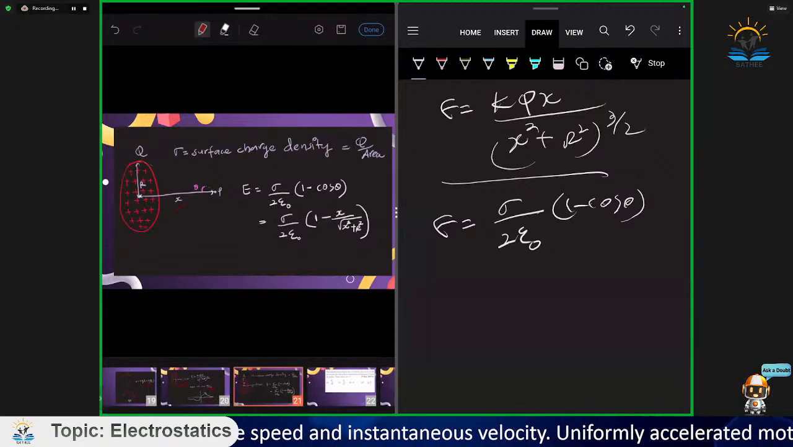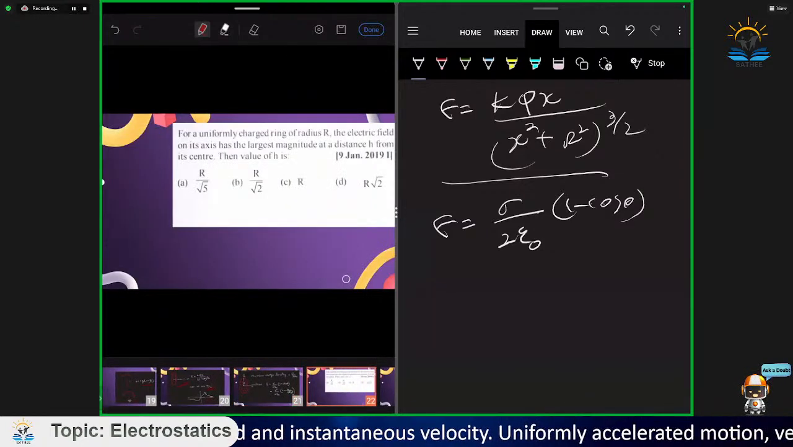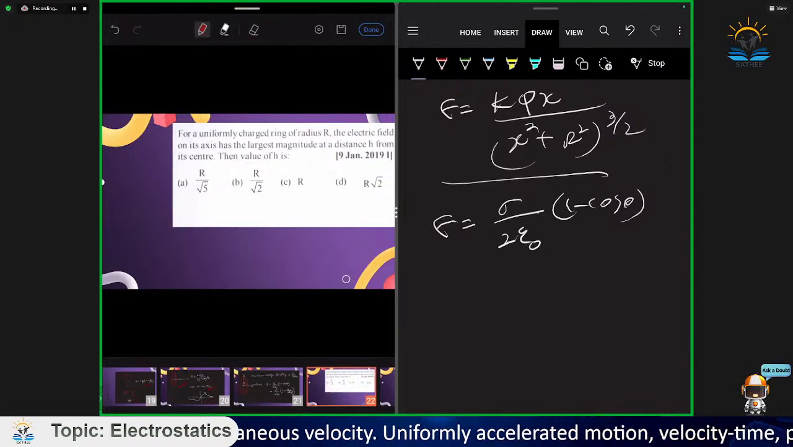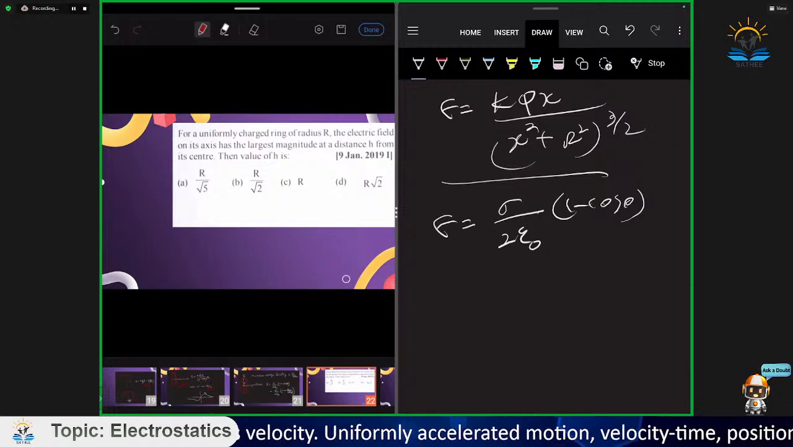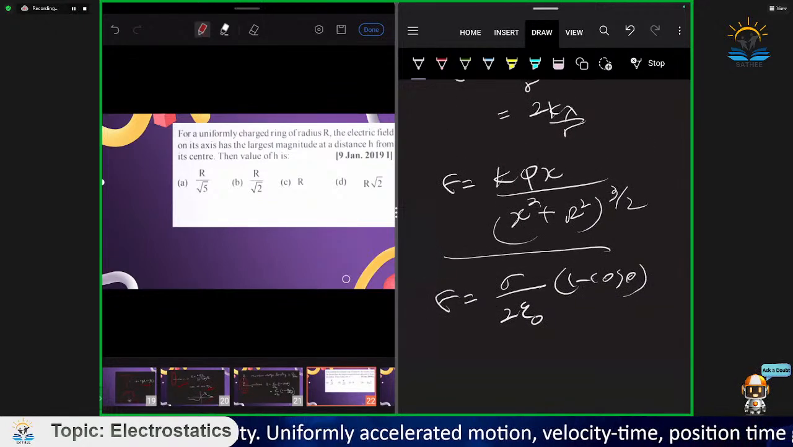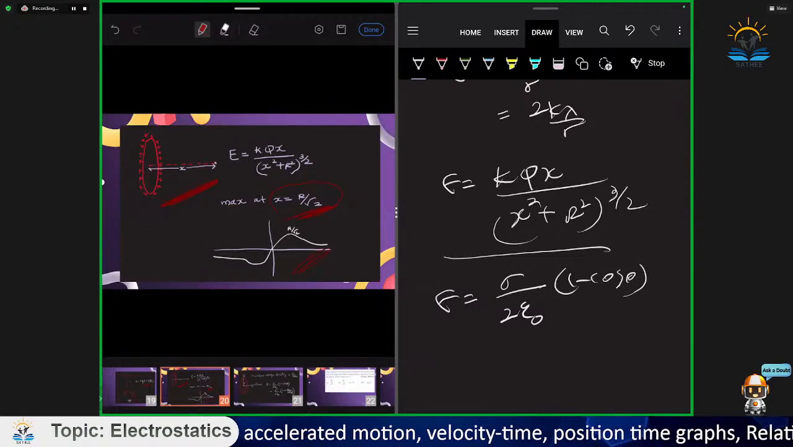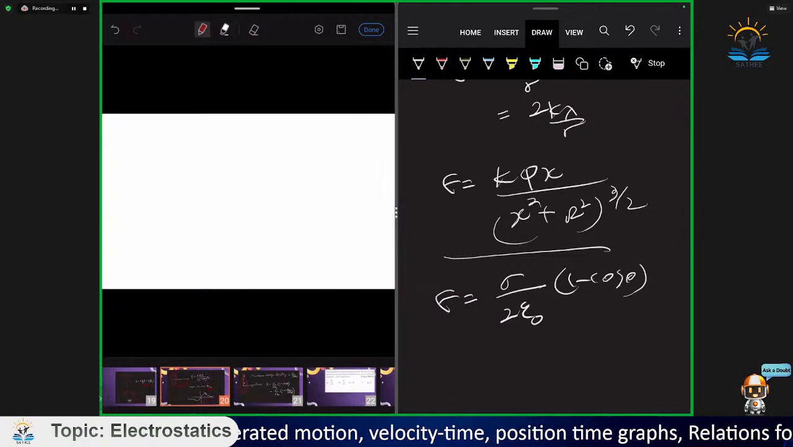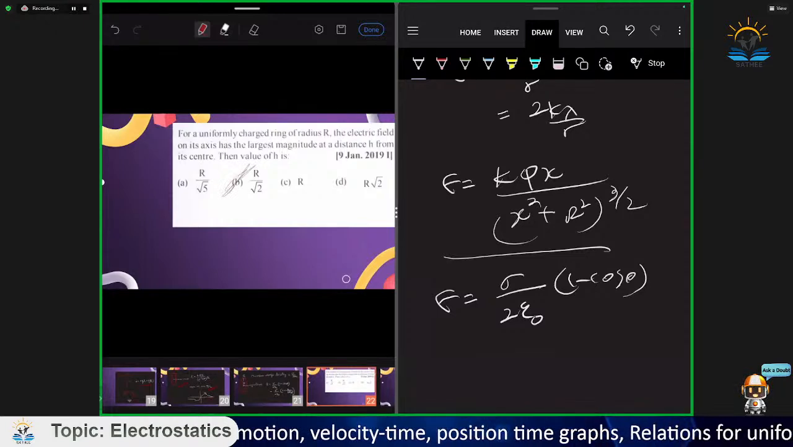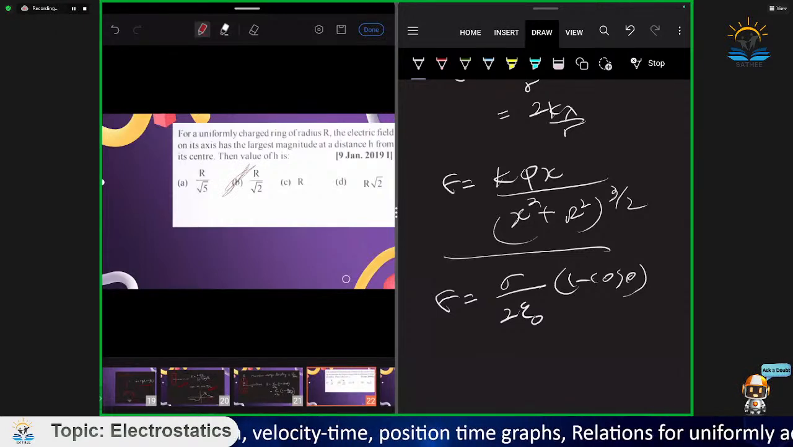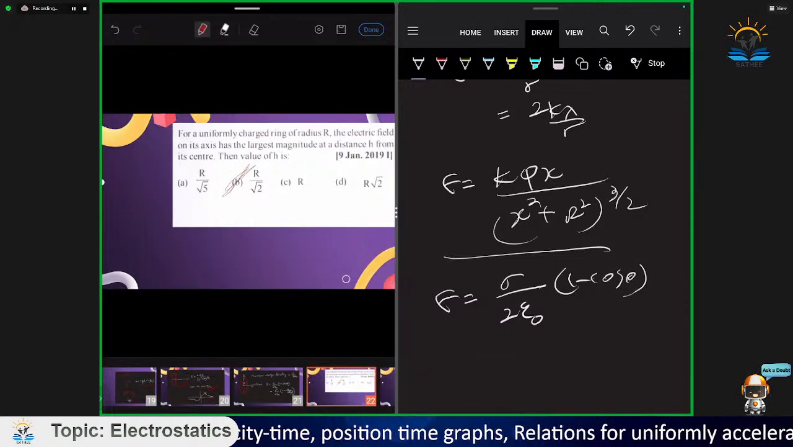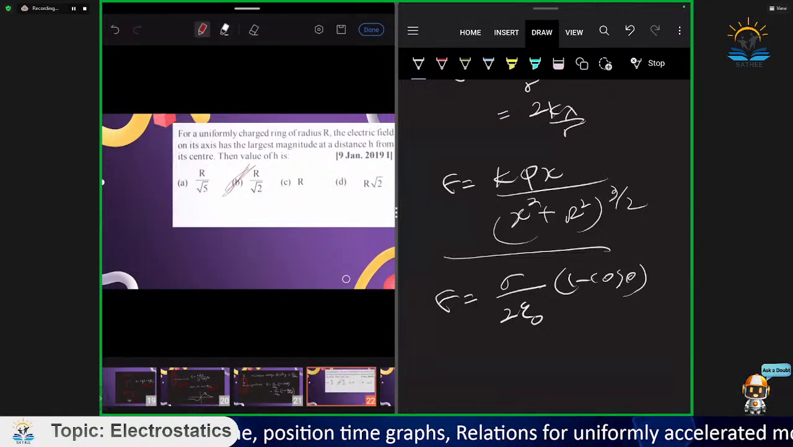So here is the question. For a uniformly charged ring of radius r, the electric field on its axis has the largest magnitude at a distance h from the center. This is a direct question. I told you that for a ring, at x equal to r by root 2, the electric field will be maximum. So the answer is option B, r by root 2.